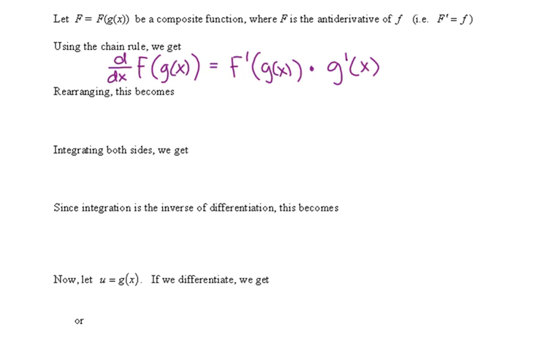Chain rule. So what we're going to do is learn how to antiderive functions that were chain rule functions. We kind of already did that a little bit where we divide by the derivative of the inside, but we can deal with more complicated functions. So rearranging this, we could write it as f prime of g of x times g prime of x.